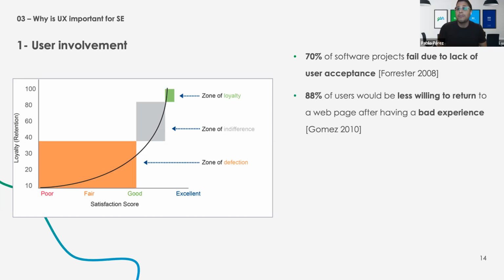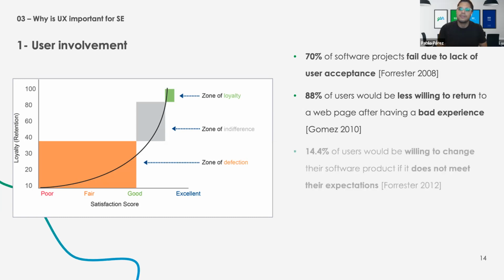88% of users will be less willing to return to a website or use a product after having a bad experience. 88%. That means that if you miss on that first impression, on that first use of your product, 88% of those users are not going to look at your product again, not even test it again. It's hard to come up with second opportunities in digital products. This market is really tough on first experiences.